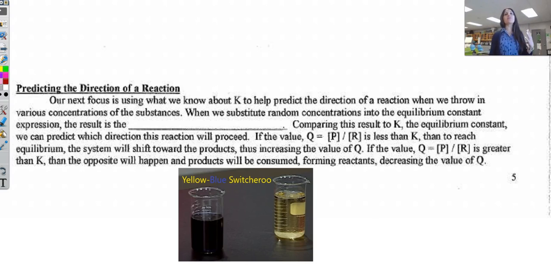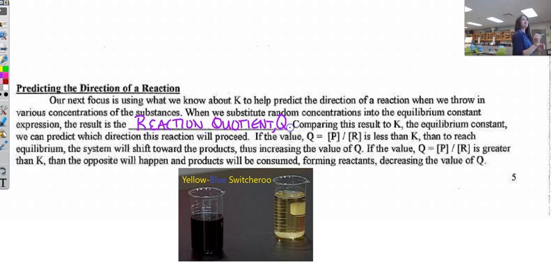So what we want to do is predict the direction of a reaction, so we can throw in random concentrations. But if we throw in random concentrations, we cannot call it K because it's not at equilibrium. We call it Q. So that's the major difference between the two. It says our next focus is using what we know about K to help predict the direction of a reaction when we throw in various concentrations of substances. When we substitute random concentrations into the equilibrium constant, the result is called the reaction quotient, or Q.